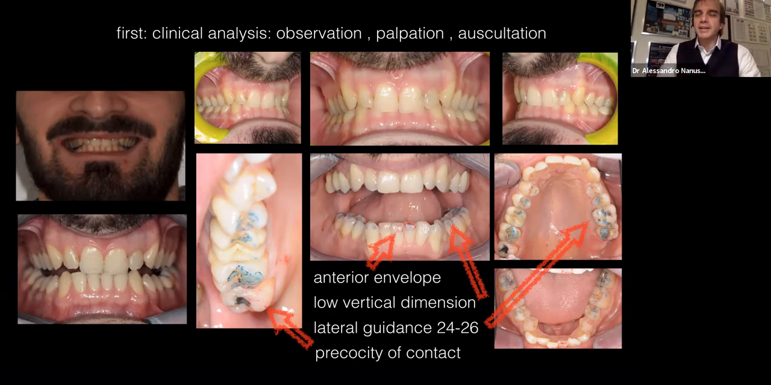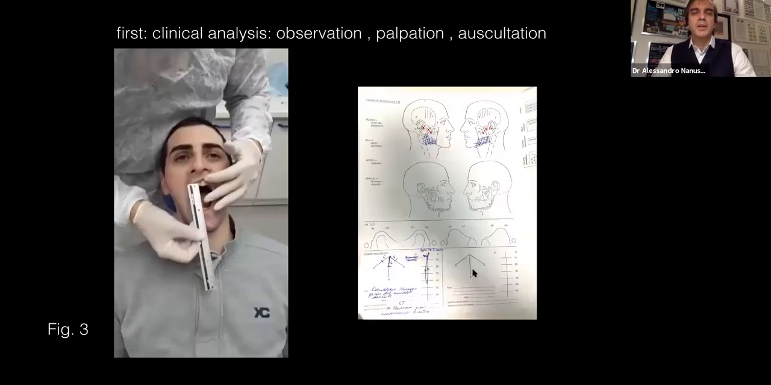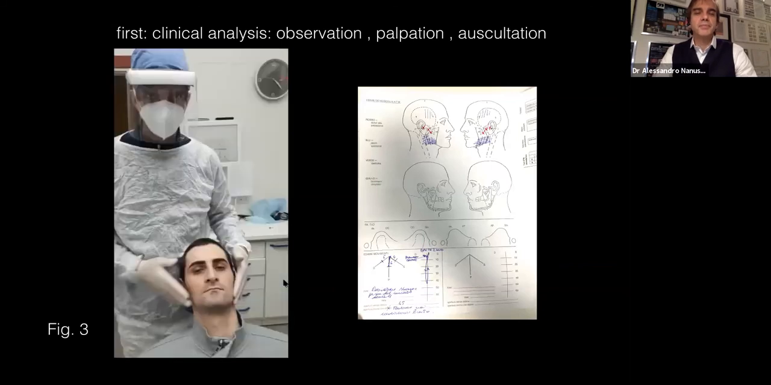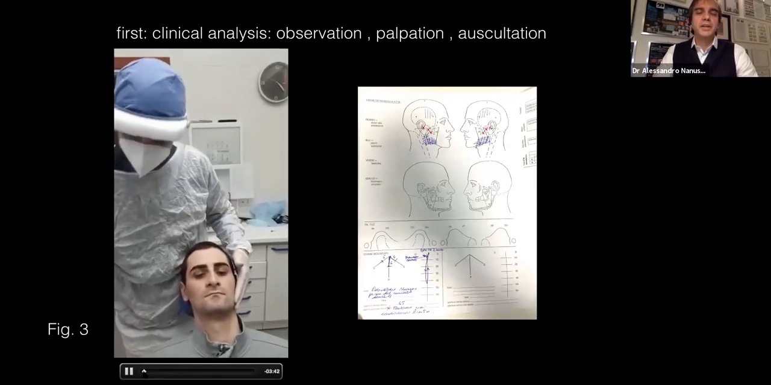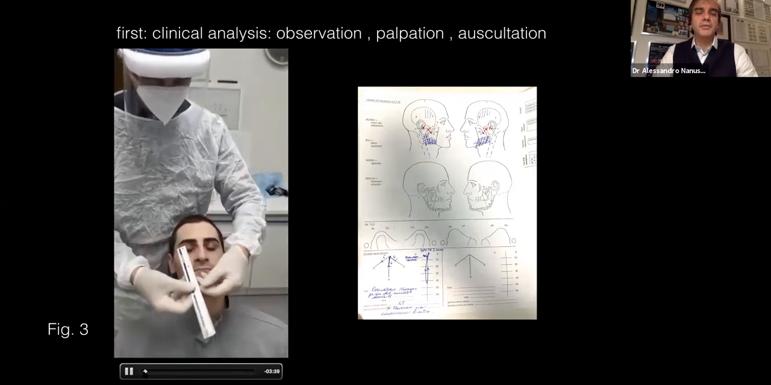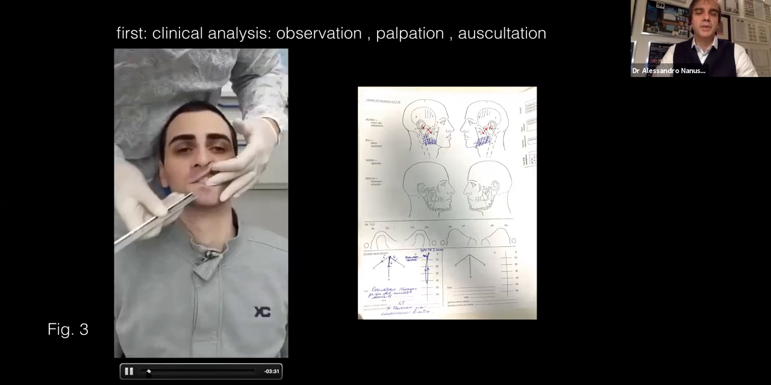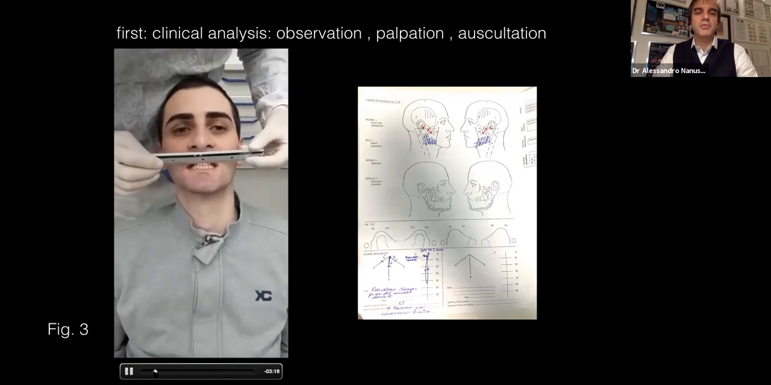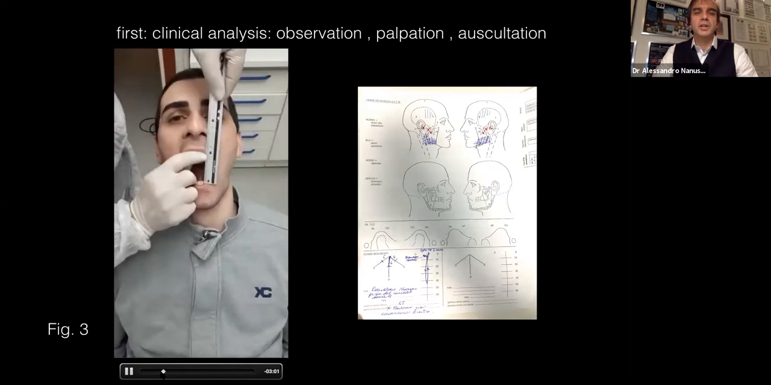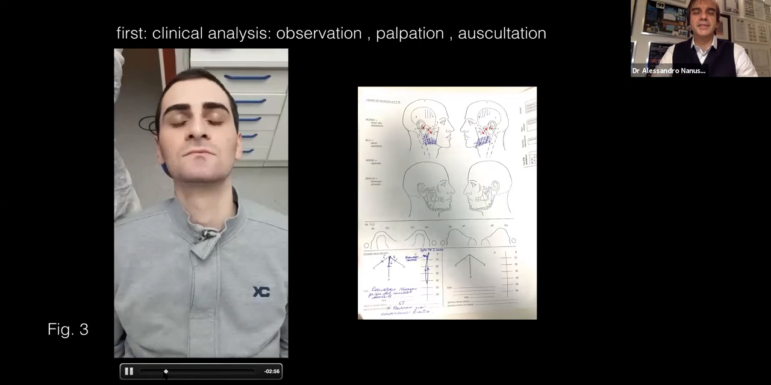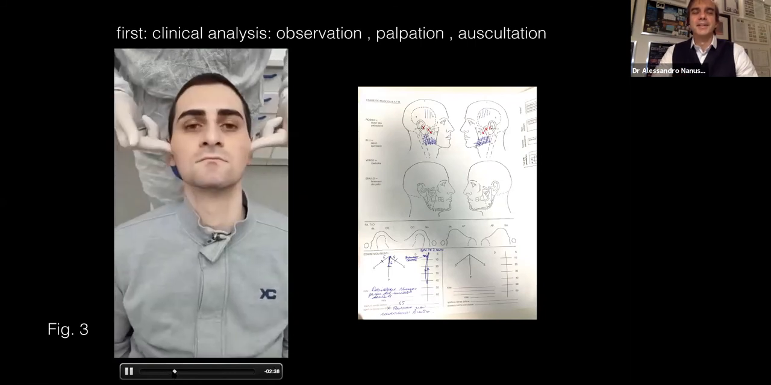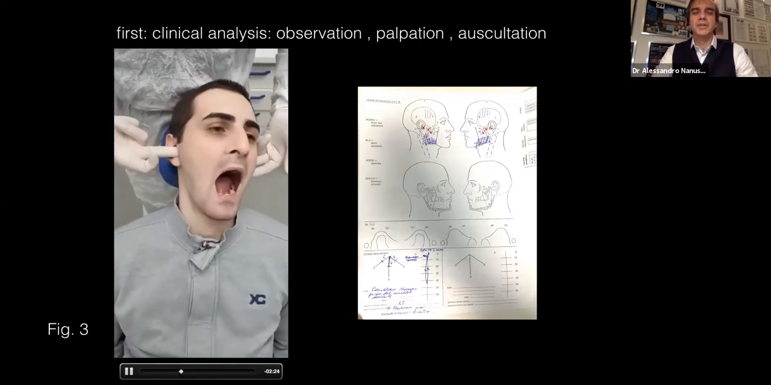There is a problem of lateral guidance on the left side of the arch, and a precocity of contact on the third molar in the upper jaw, in the right upper jaw. This is the visit of the patient. You can see that we have to measure the maximal opening, anterior movement, and lateral movement of the jaw. Okay, I'll go faster because we do not have the time. We touch the muscle, the TMJ.